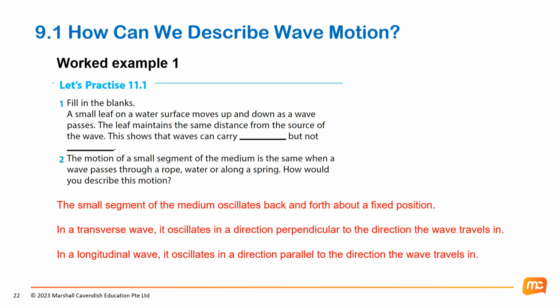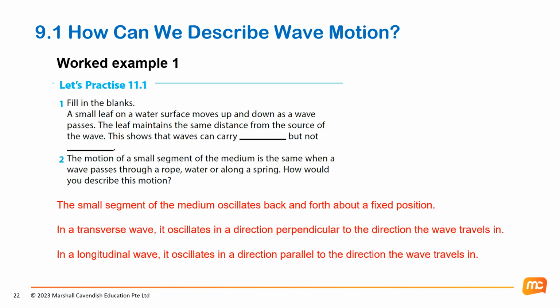So how do we describe this motion? We can say that the small segment of the medium, or the particle, oscillates back and forth about a fixed position. Now, the direction in which it oscillates or vibrates tells us the two different types of waves. In a transverse wave, which is the water waves as well as the Kallang wave in our examples, it oscillates in a direction perpendicular to the direction the wave travels in. That means if the wave travels from left to right, the oscillation will be up and down. The individual particles are going to move up and down.